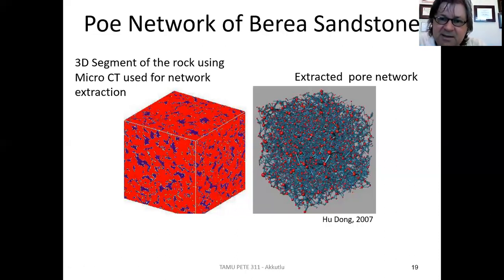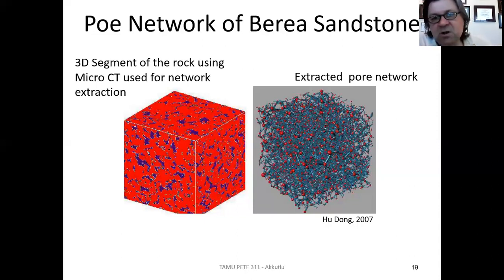If you do that, the pore network model of this rock based on this micro-CT image would be something like this. The blue lines here are the connectivity, the pore throats, and the red bubbles are the locations of the pores. This is what we call a digital rock. On the left, we have a digital rock using micro-CT. On the right, we are extracting the pore network of that digital rock in a 3D segment.